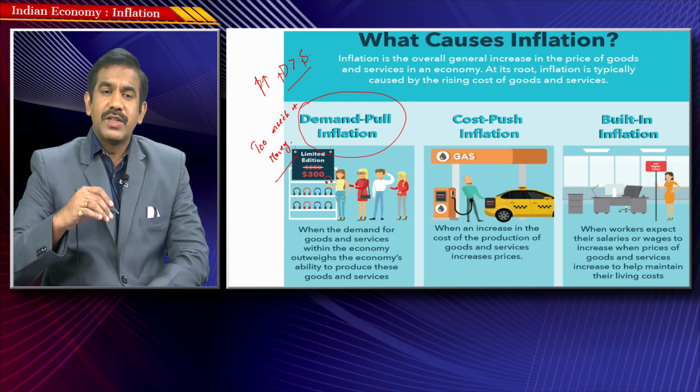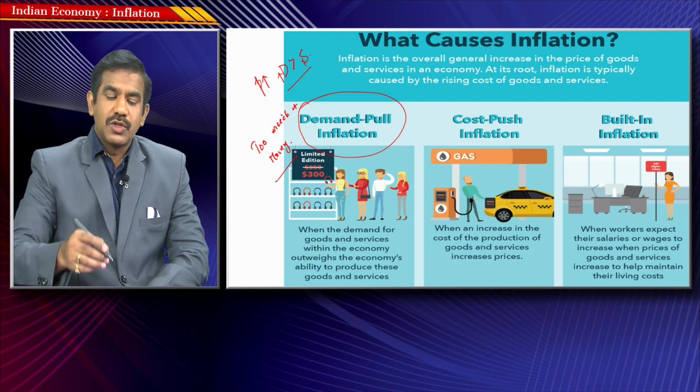And this kind of inflation is very common in any economy experiencing growth. So if an economy experiences growth, it is bound to experience the phenomenon of rise in price level, that is none other than demand pull inflation. So growth brings in inflation, and that inflation is what we call demand pull inflation. The second common type of inflation is cost push inflation.